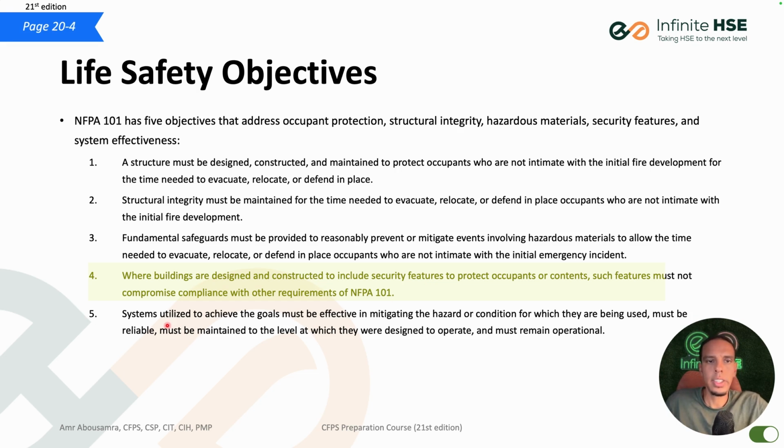And last thing, systems utilized to achieve the goals must be effective in mitigating the hazard or condition for which they are being used, must be reliable, must be maintained to the level at which they were designed to operate, and must remain operational. And this is related to operation and maintenance of all of these features. So these are the 5 life safety objectives.